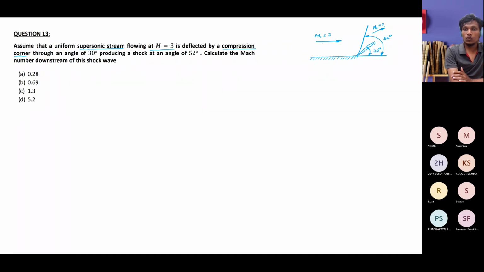So we can resolve some particular component of this velocity, in such a way that we get that component of the velocity. So this is not correct. Sorry, just a minute.